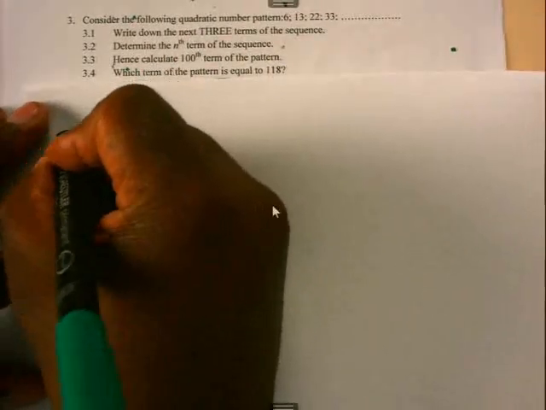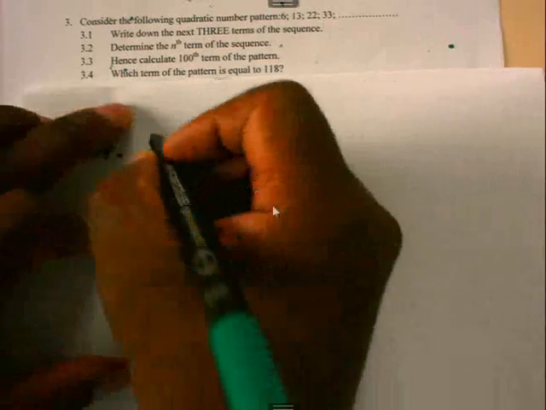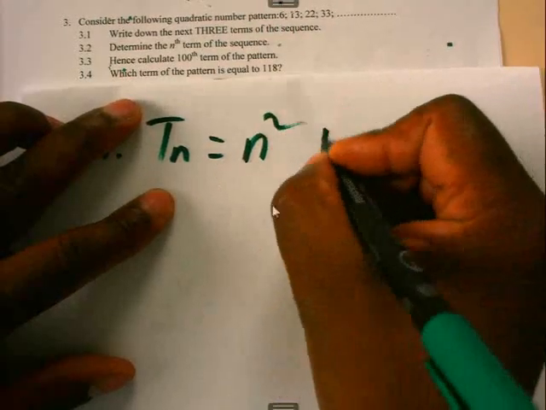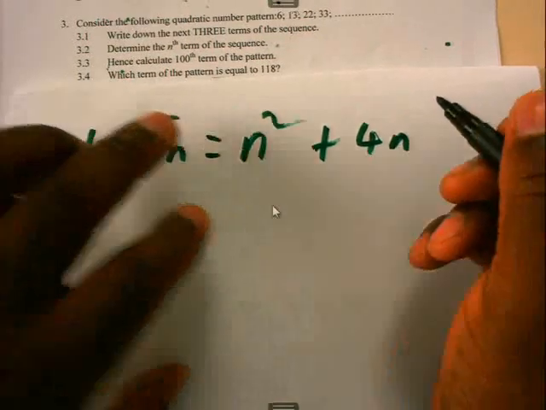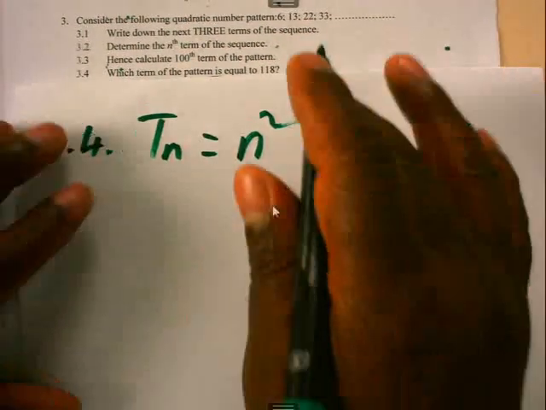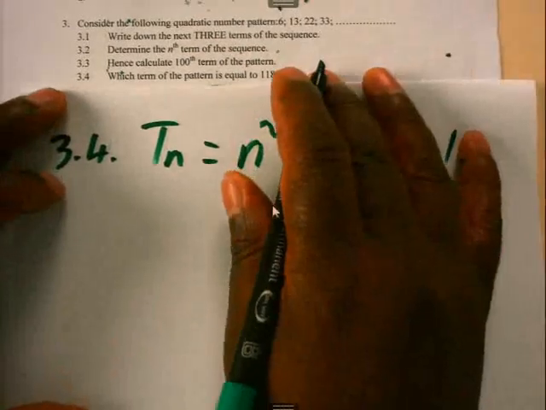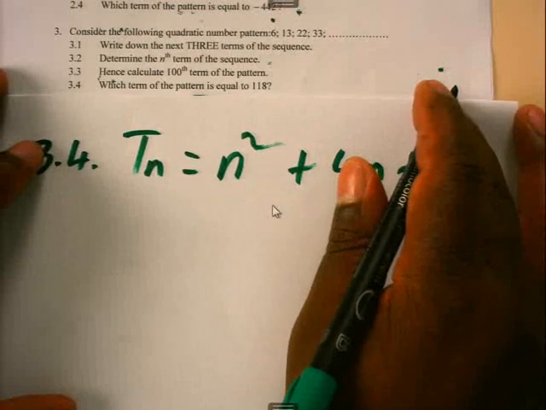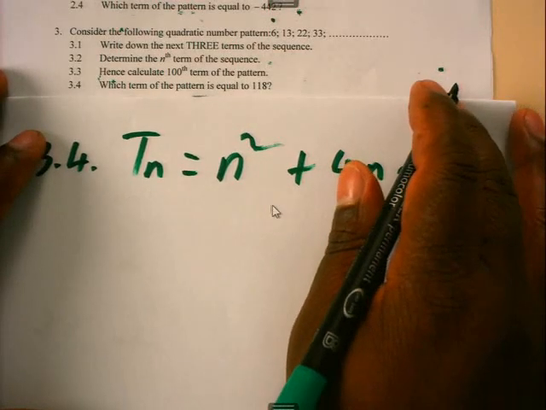3.4. Remember our nth term? Our nth term is Tn equals n squared plus 4n plus 1. So which term is equal to 118? 118 will be our nth term because we do not know its position. We don't know the position of 118.